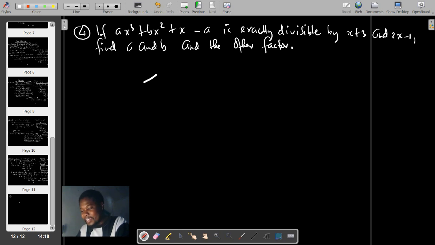So they've given us 2 factors. Since it's a cubic function, it means there's supposed to be 3. So they want you to find the factor that they have not given apart from these 2 after you've calculated a and b. Wow, this is going to be long. But yeah, that's what I want you to work on.